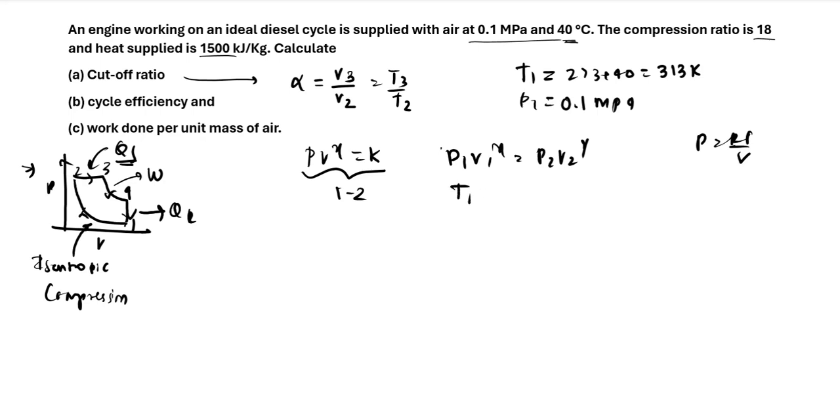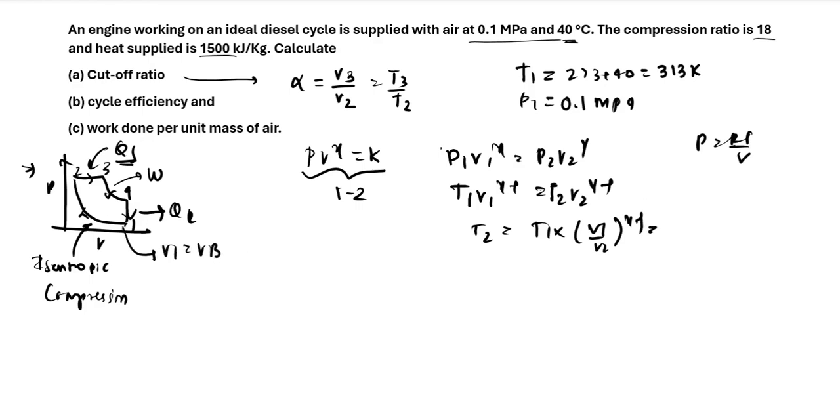You'll get T1 V1 to the power gamma minus 1 equal to T2 V2 to the power gamma minus 1. And you can easily find T2 from here, which will be T1 times V1 by V2 to the power gamma minus 1. And V1 by V2 is nothing but the volume before compression, V1, divided by the volume at point 2, which is the volume after compression, and that ratio is nothing but the compression ratio.